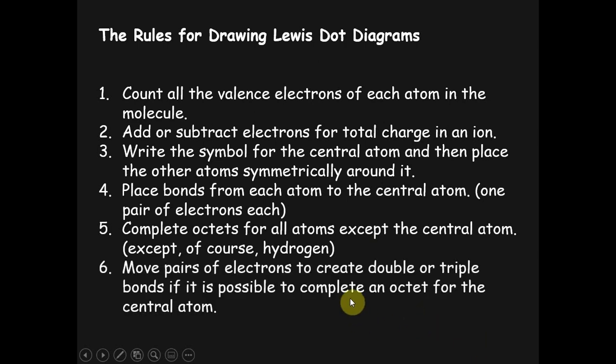And then you move pairs of electrons in to create double or triple bonds if it's possible to complete an octet for the central atom. And if not, you don't worry about it.